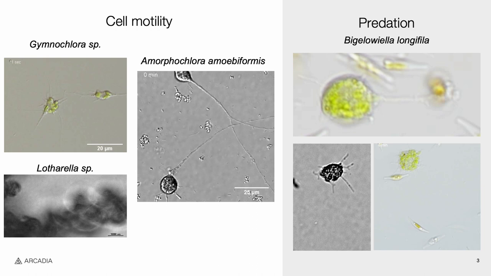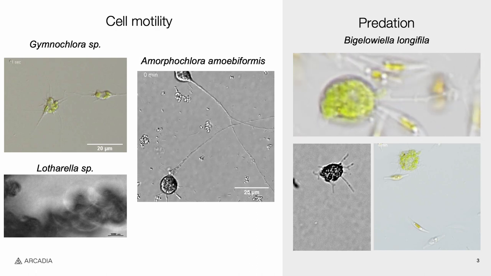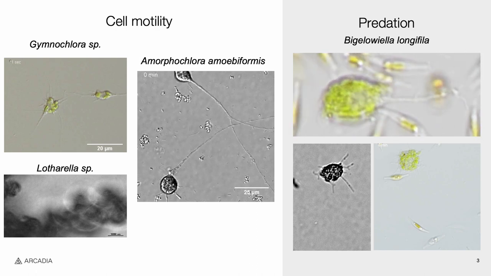As you can see on the right, Bigelowella uses these extensions for predation. So in the first movie on top, you'll see this algal cell, which has already reached its arm out to a group of plastids from a lysed diatom on the plate. And you can see that at the end, it's got these membranous ruffles, which are helping to degrade the plastids and likely taking up those nutrients through these extensions.